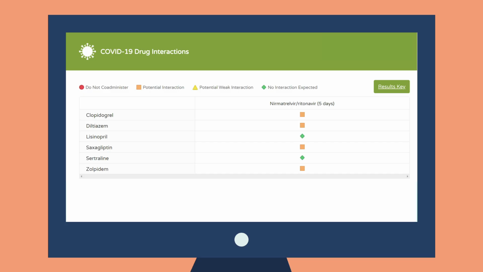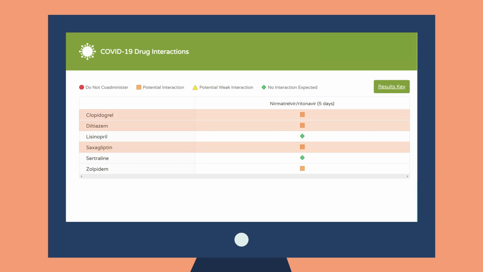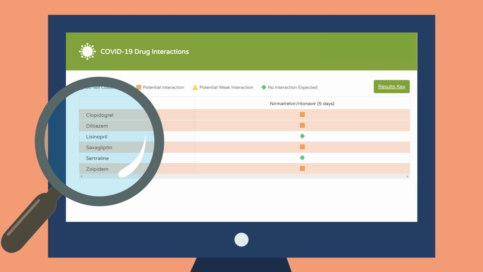Here's the Liverpool Checker's interaction key. We have potential interactions with clopidogrel, diltiazem, saxagliptin, and zolpidem. Remember, a potential interaction isn't something we want to ignore. We need to look deeper.